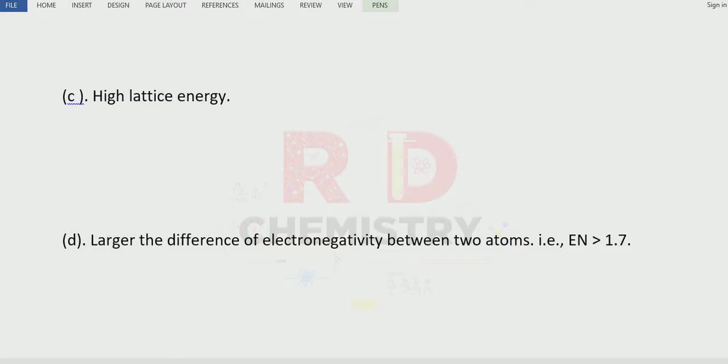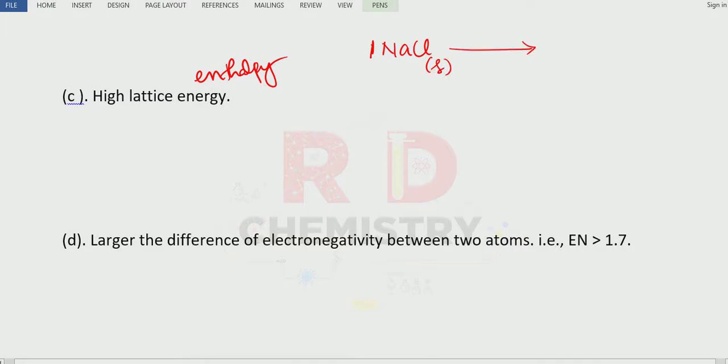The very important point is very high lattice energy. What is the meaning of lattice energy or lattice enthalpy? It is also called the lattice enthalpy. Okay, let me take sodium chloride, the ionic compound. Let me take 1 mole of sodium chloride in the solid state.